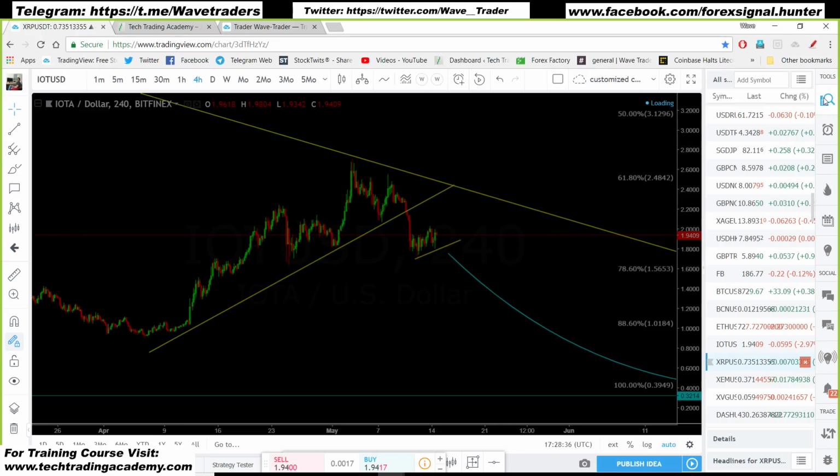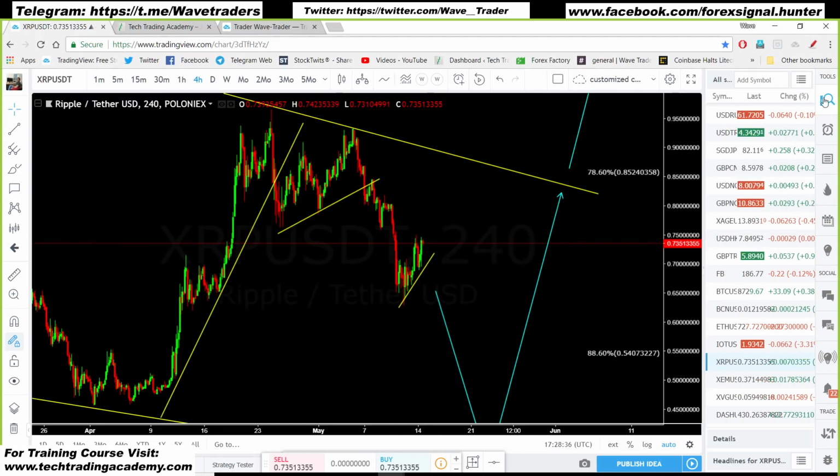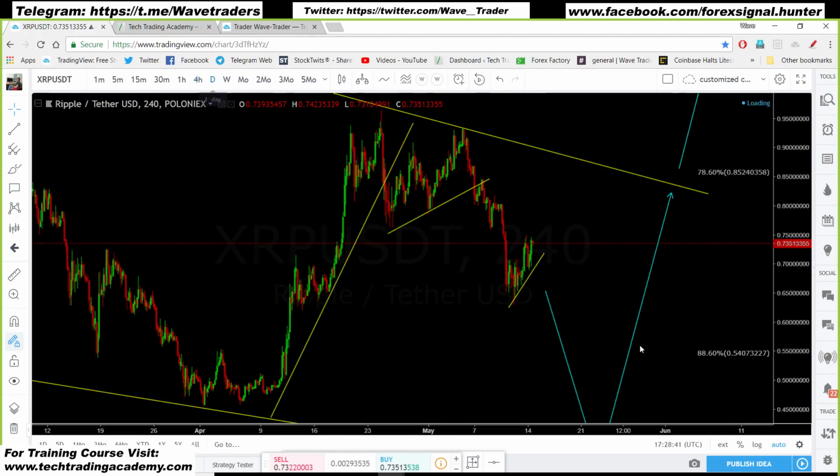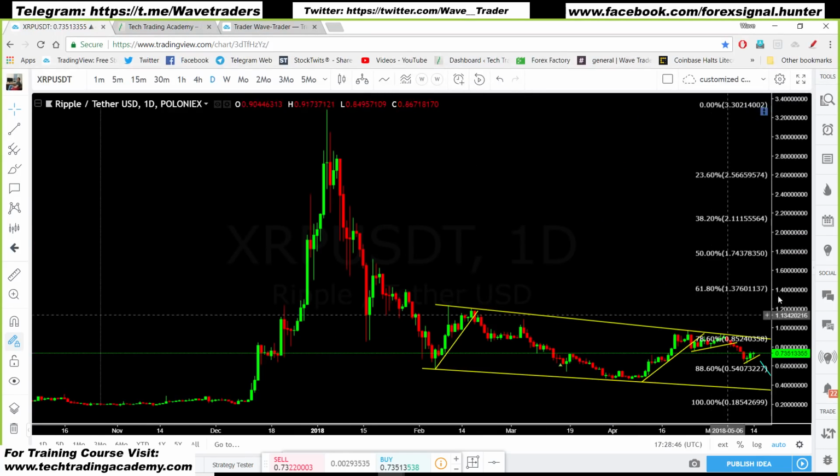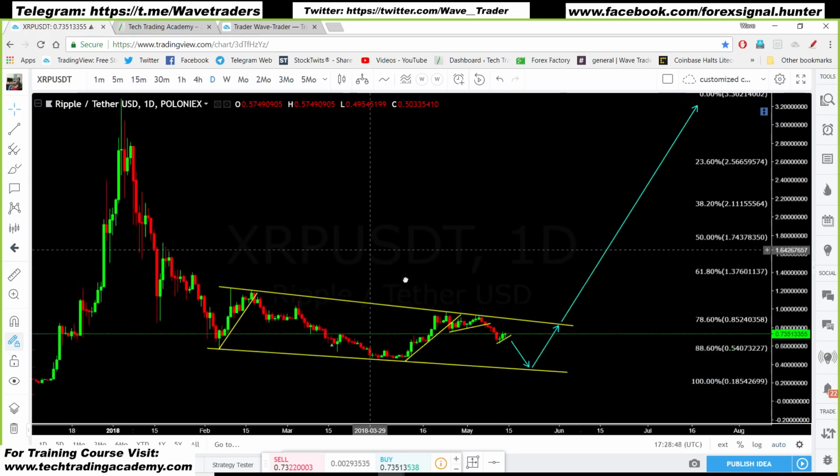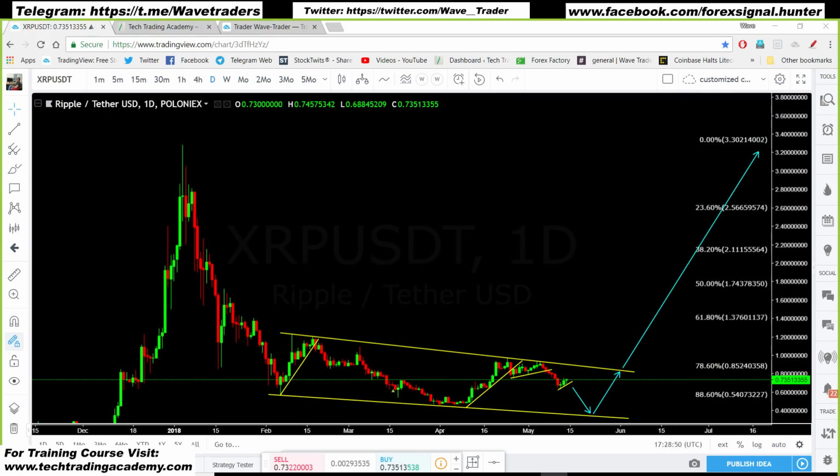Ripple, same on Ripple as well. Okay, what is the bigger image? What is the trade? The trade you guys need to catch? That's the trade. All right, that is the trade.